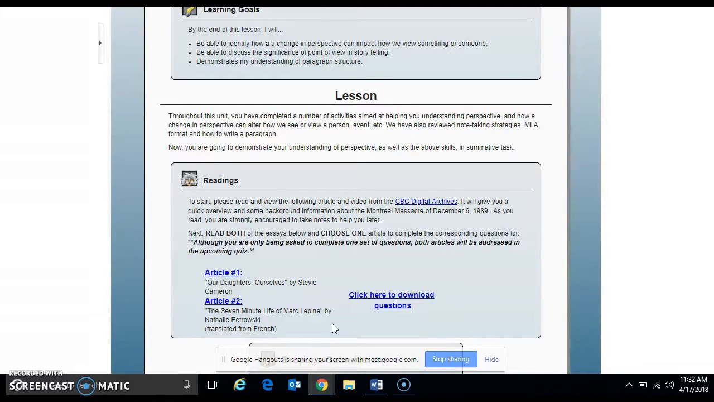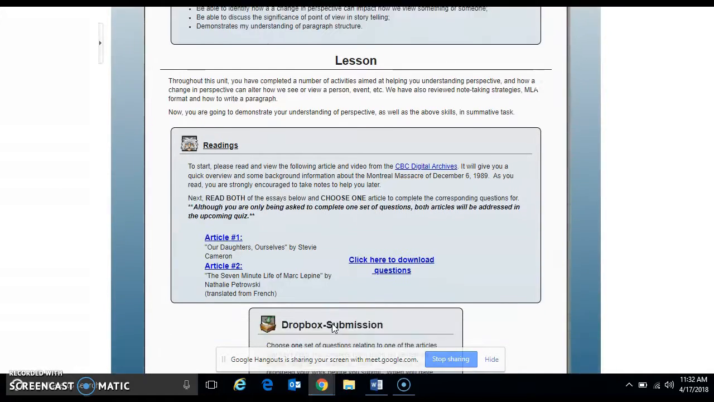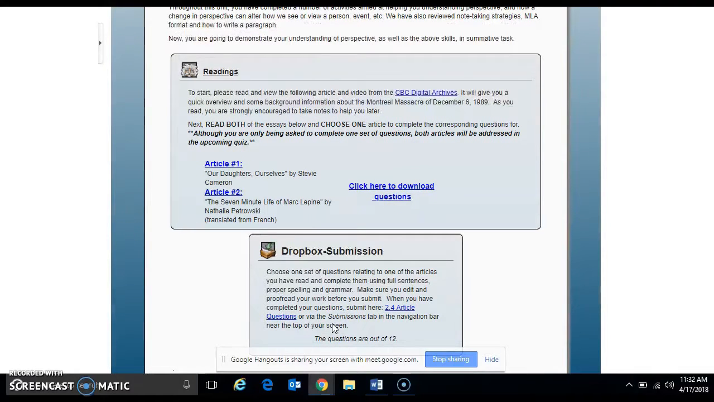You're going to read both essays, but you are only choosing one article in order to complete the corresponding questions. So even though you're only answering questions for one article, please keep in mind that on your upcoming quiz, which is in 2.5, you are going to be asked questions for both articles. So please make sure you do, in fact, read both.